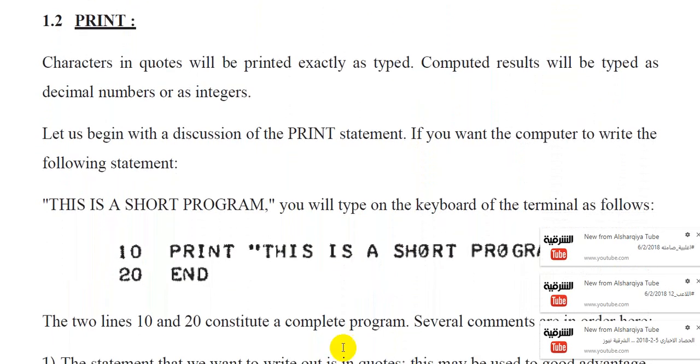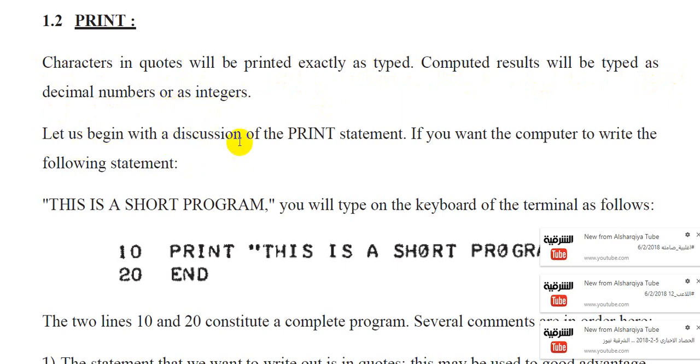Print is considered in this article. 1.2 illustrates the first order that can be written, as a component of the Visual Basic language, to communicate with the computer. As you can see, characters in quotes will be printed exactly as typed. Computer results will be typed as decimal numbers or integers.